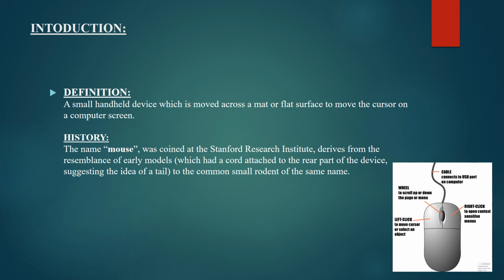Definition. A small handheld device which is moved across a mat or flat surface to move the cursor on a computer screen. It contains a cable which connects to the USB port and computer, a wheel to scroll up and down, and right and left click to move the cursor or select an object.